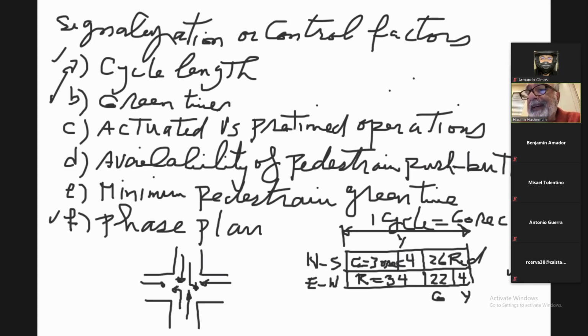So there is pre-timed. That means you set the time. It doesn't matter how many cars go through the intersection. It is always going to be 30 seconds, 4 seconds, 26 seconds on the north-south, and east-west will be 34, 22, and 4. So that's the pre-timed. It doesn't change. If there is one car going or 100 cars going, it is the same cycle. That's what we call pre-timed.